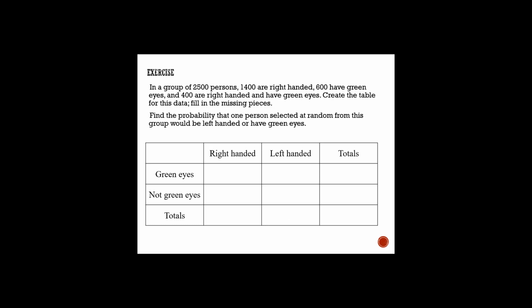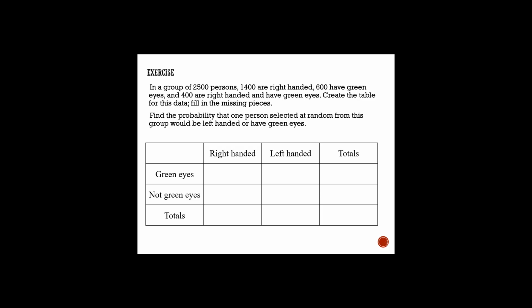Now on page 16, you have another chart, another contingency chart with a narration for you to fill in the numbers. You've got a group of 2,500 persons. 1,400 of those are right-handed, 600 have green eyes, 400 are right-handed and have green eyes. So you've basically been given 4 numbers and you should be able to fill in the chart from that.